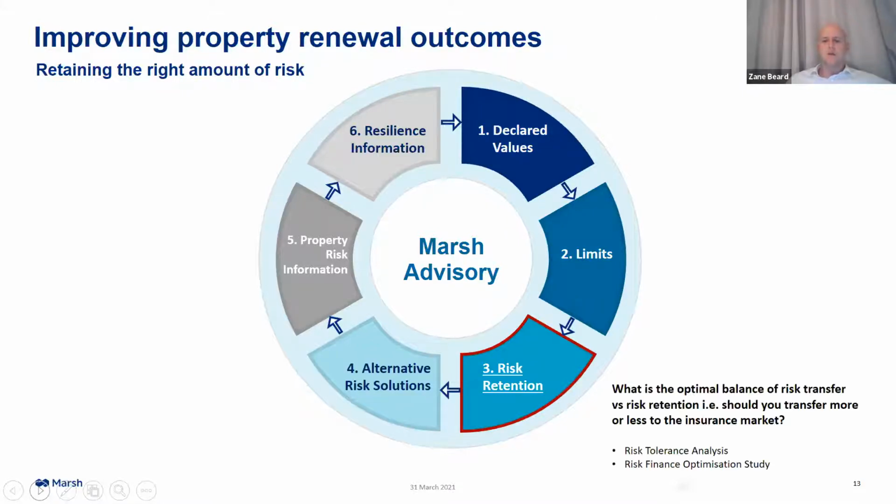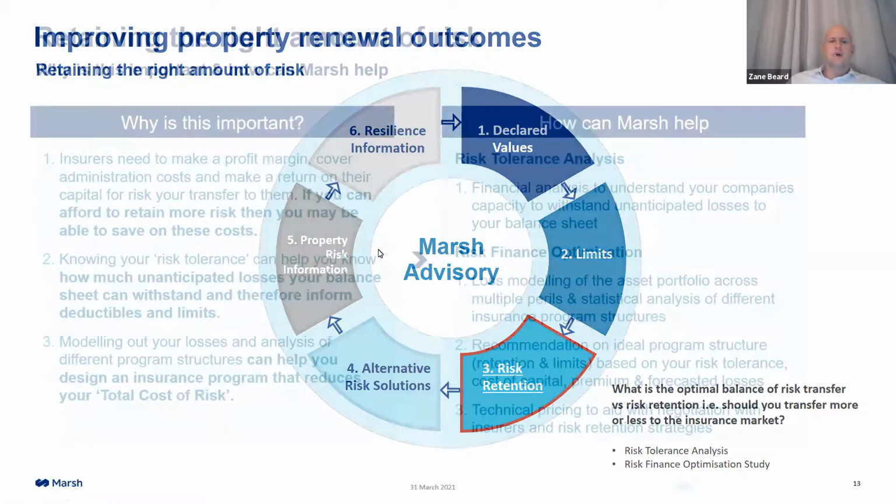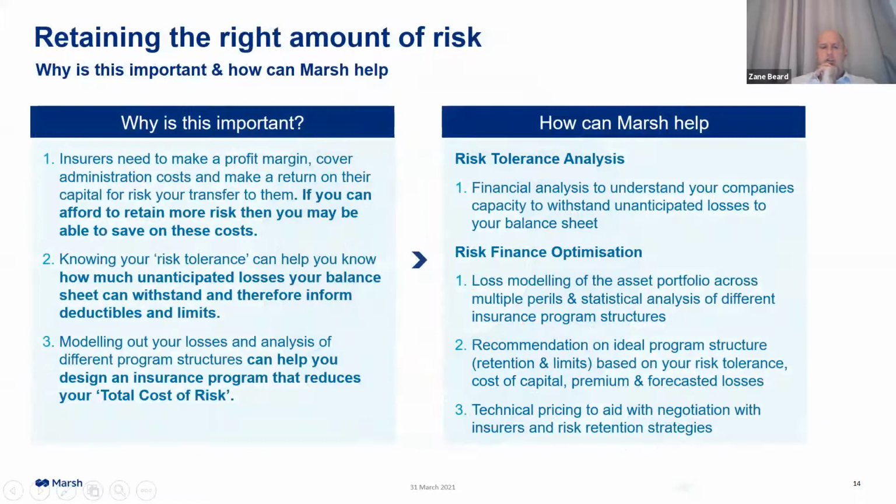And really what that is about is that insurers make a profit margin, they've got administration costs, cost of capital for you to transfer risk to them. So there is a premium associated with that. And so if you can afford to retain more risk and if it makes sense, then you technically will be able to save on premium, not just now, but into the long term if that's a continual strategy.